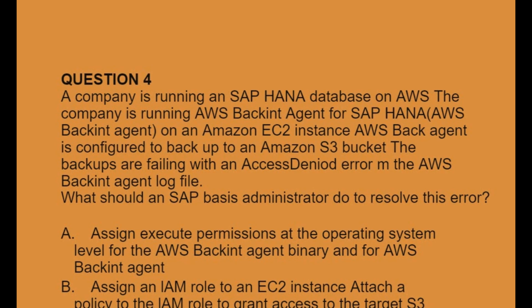Question is, a company is running an SAP HANA database on AWS. The company is running AWS backint agent for SAP HANA on an Amazon EC2 instance. AWS backint agent is configured to back up to an Amazon S3 bucket. The backups are failing with an access denied error in the AWS backint agent log file. What should an SAP basis administrator do to resolve this error?